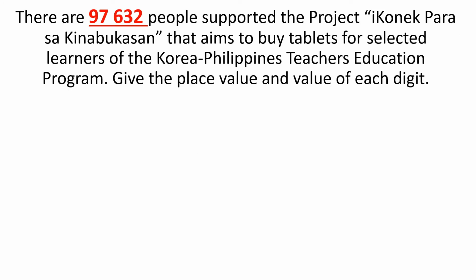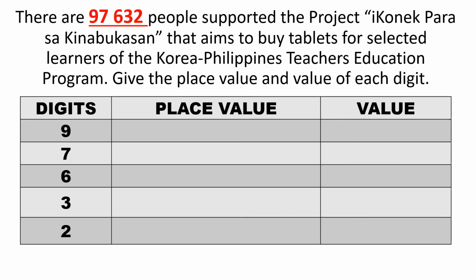For our next problem, there are 97,632 people who supported the project iConnect para sa kinabukasan that aims to buy tablets for selected learners of the Korea Philippines Teachers Education Program. Give the place value and value of each digit. So, ito ang ating digits, 97,632. Let us always start sa kanan. So, 2 is the smallest place value. So, sa baba tayo magsimula.